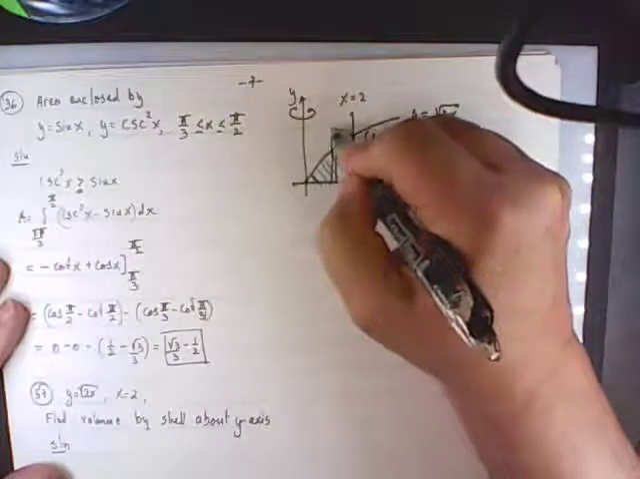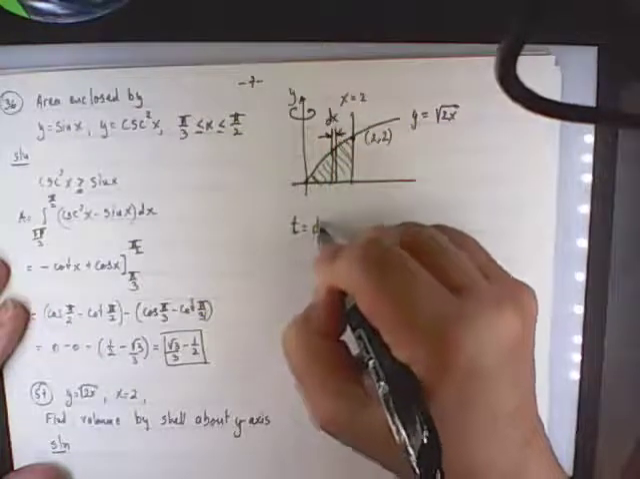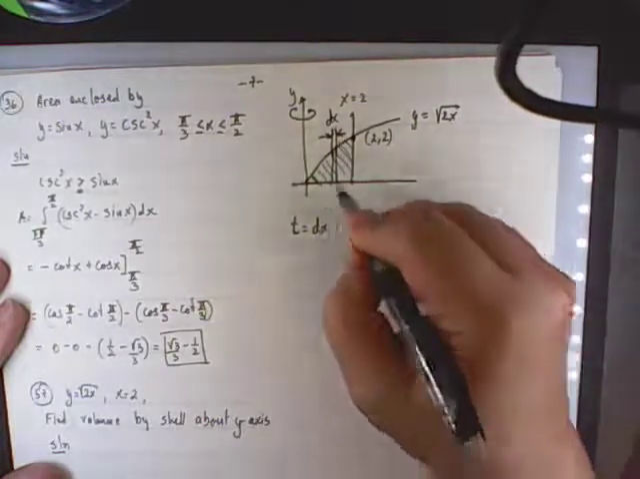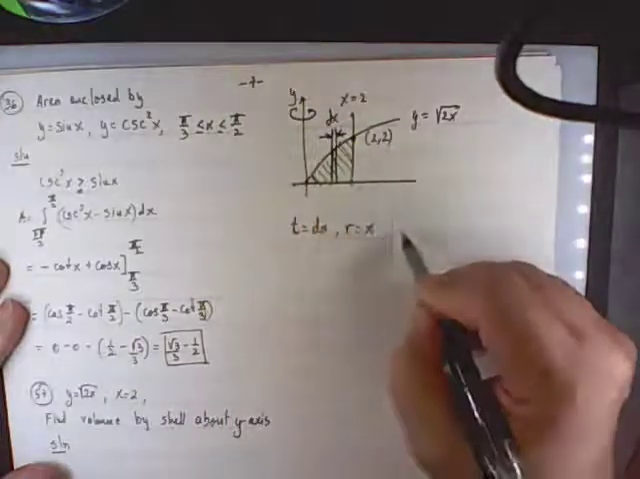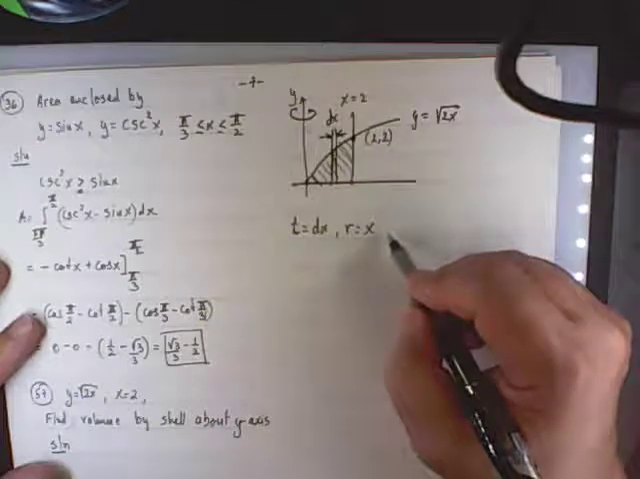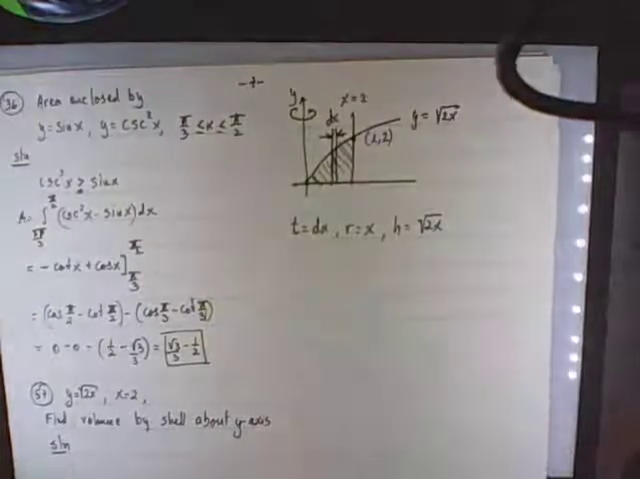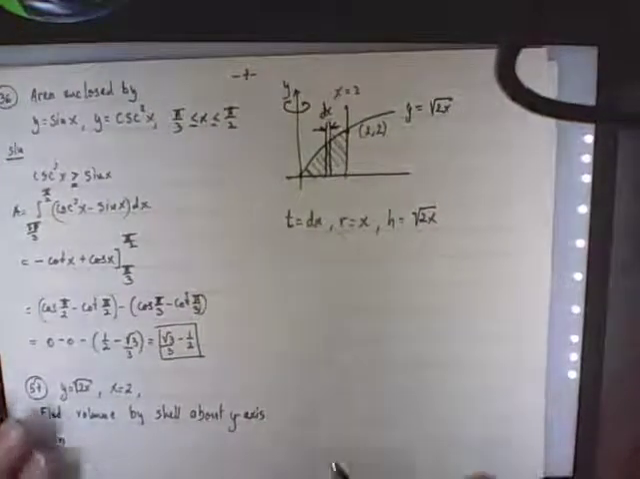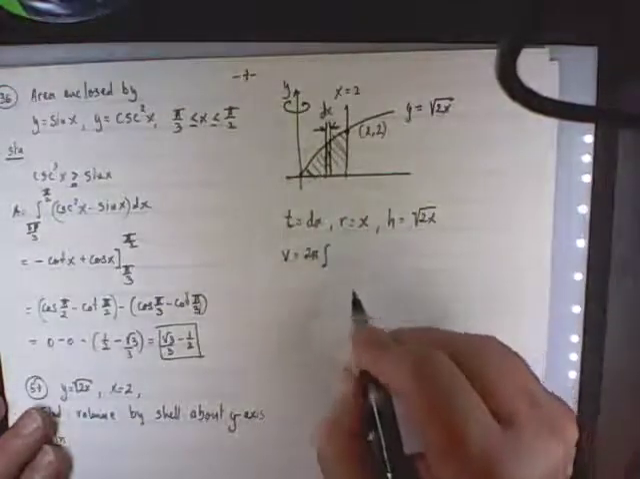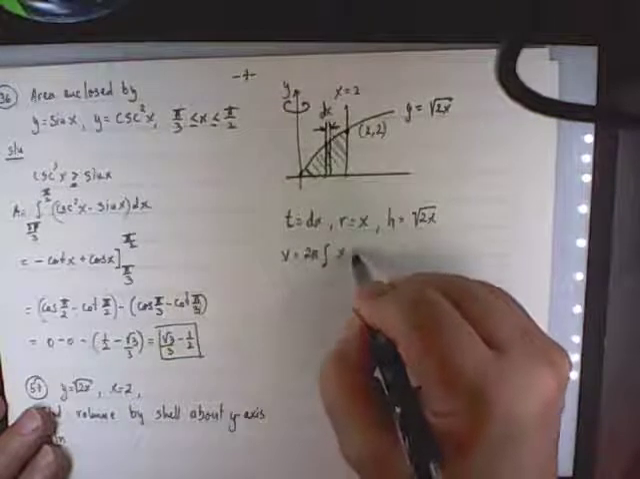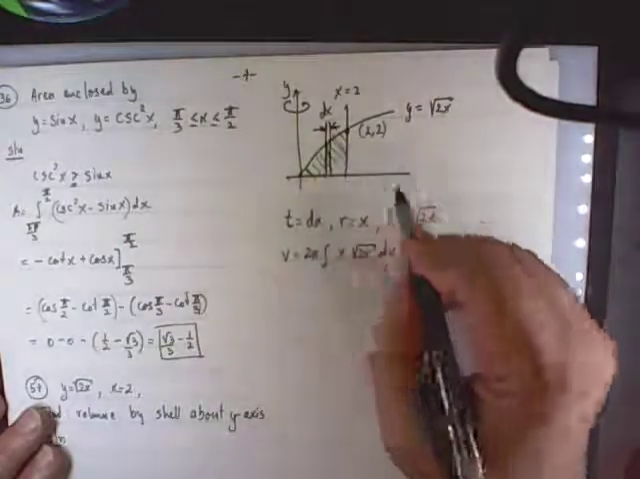And of course, the thickness is dx. So t equals dx, the radius r equals x, and the height h equals square root of 2x. So this is a straightforward problem. V equals 2 pi, the integral of r h t. So x square root of 2x dx. The boundaries on x will be 0 to 2.